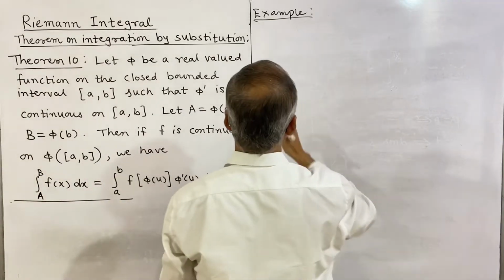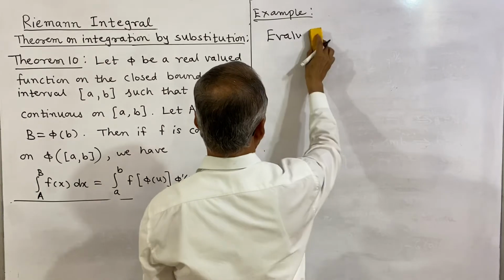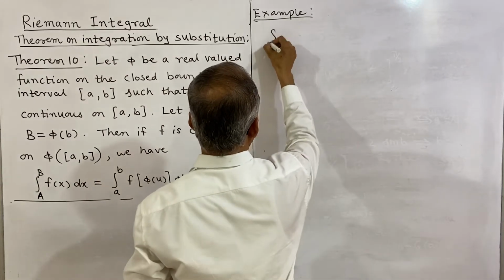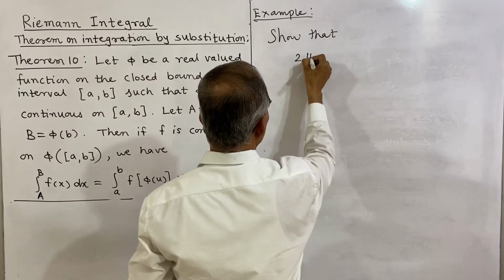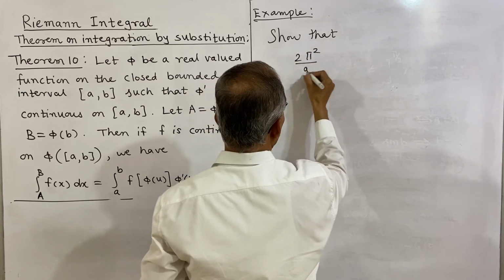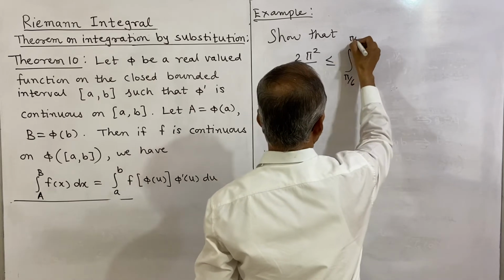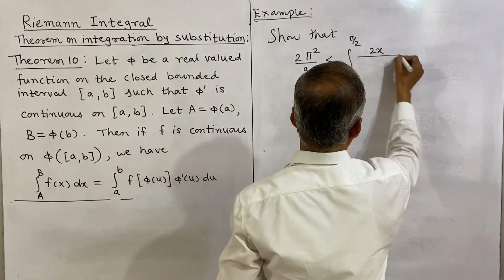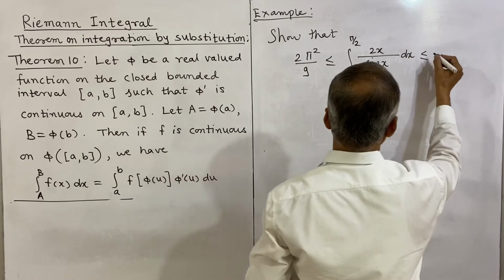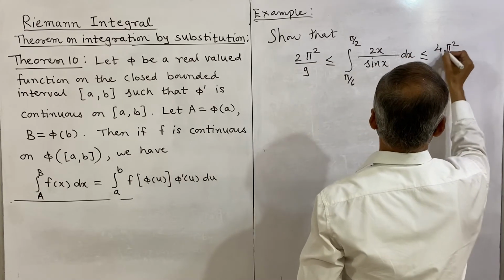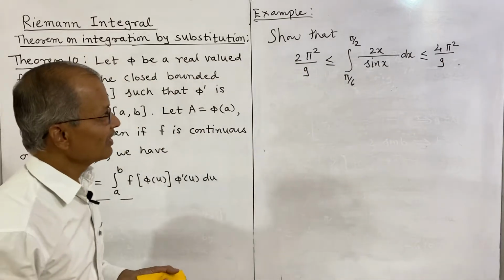So, evaluate or show that result: 2 pi square by 9 is less than or equal to the integral from pi by 6 to pi by 2 of 2x divided by sine x dx, which is less than or equal to 4 pi square by 9. So, how to show this result, that we will see.